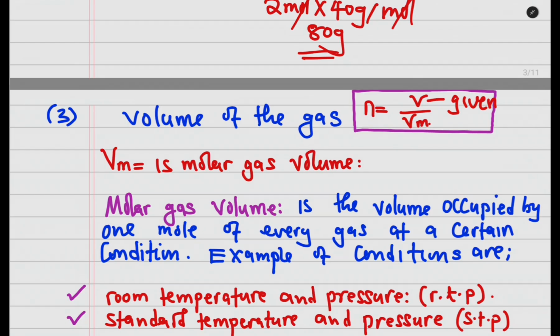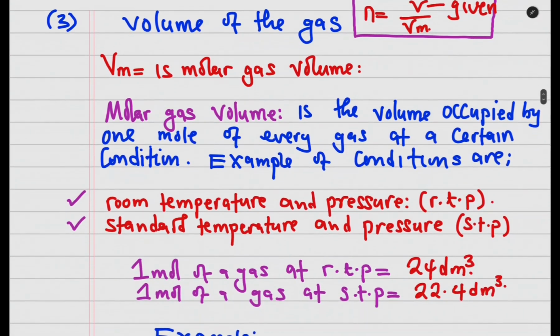So 2 of the conditions that we are going to look at, one of them is room temperature and pressure. And we need to know the volume of the gas at room temperature and pressure, the Vm, and also the volume of the gas at standard temperature and pressure. So here we should know that 1 mole of a gas at RTP. RTP stands for room temperature and pressure, but I think it's always given in words. So the volume of the gas in decimeter cubed is 24.